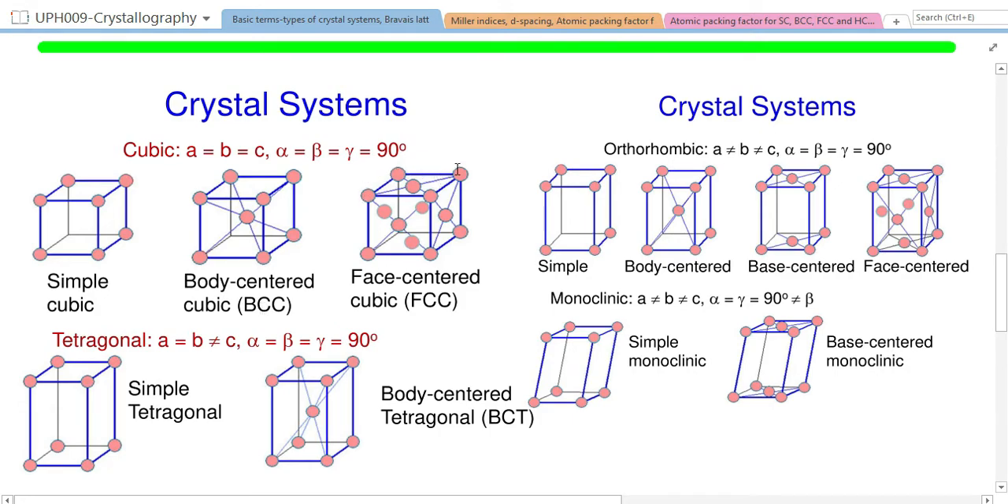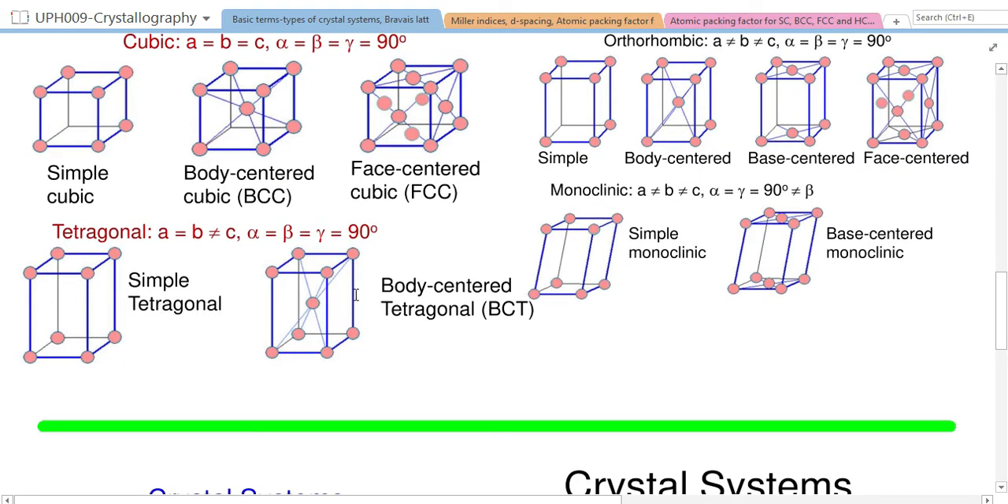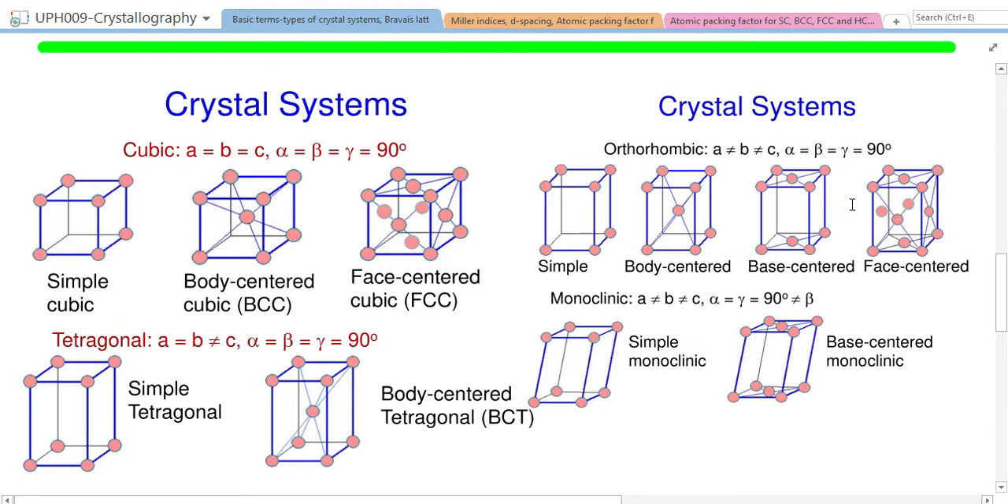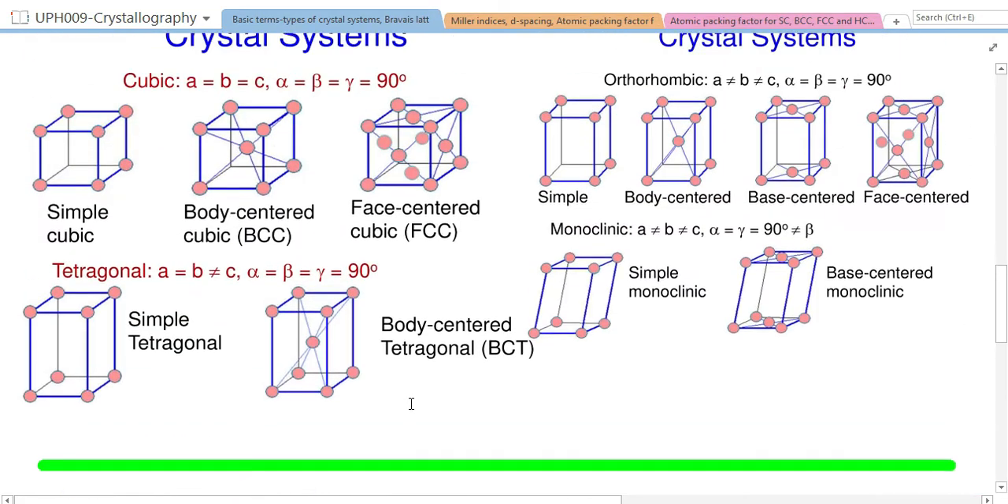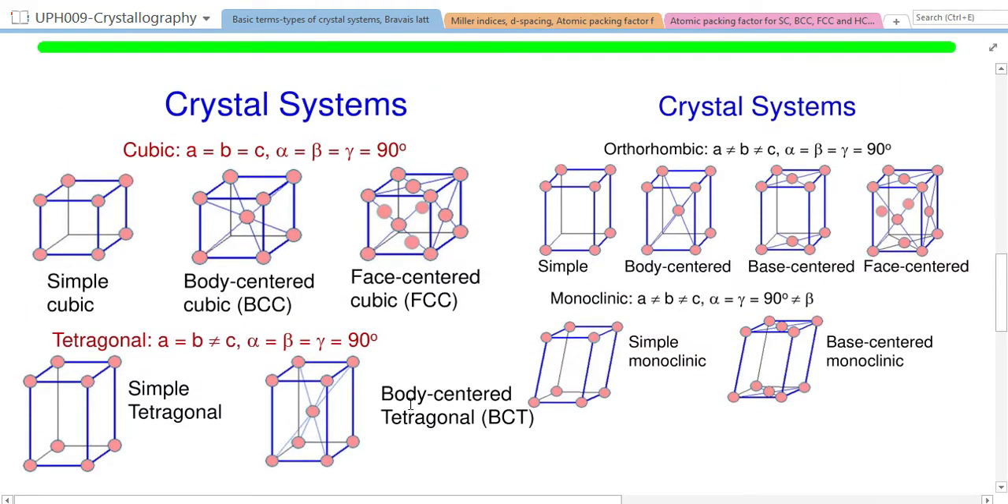Now I have 8 atoms sitting at the corners, and then 6 more atoms placed at the center of the 6 different faces. So you have face-centered cubic Bravais lattice, FCC Bravais lattice, or simply FCC lattice. So 3 different for cubic, 2 different for tetragonal, 4 different for orthorhombic, 2 different for monoclinic, and then 3 more here. So in total, 14 different Bravais lattice.